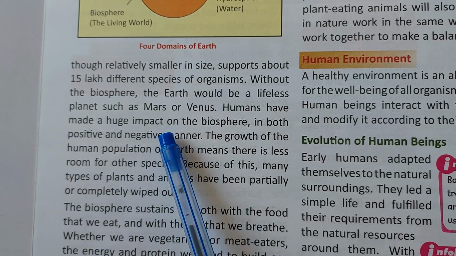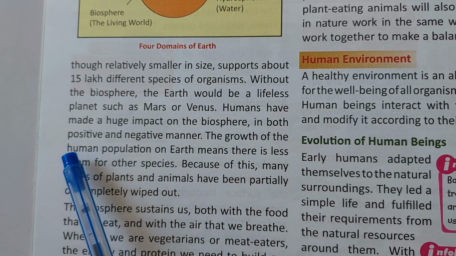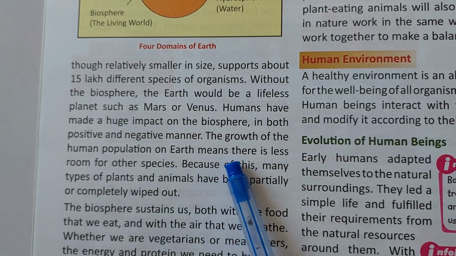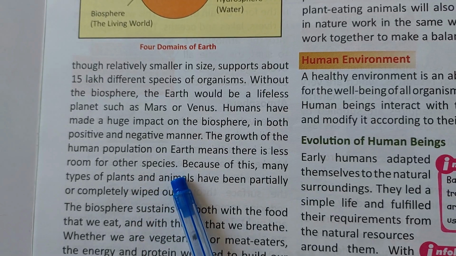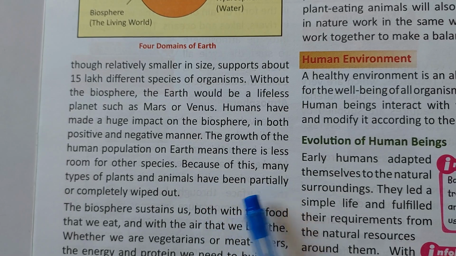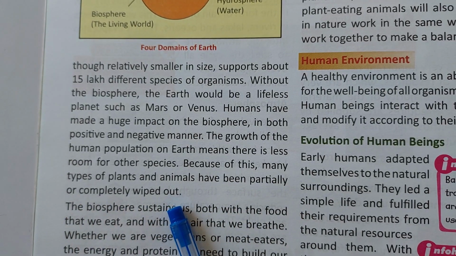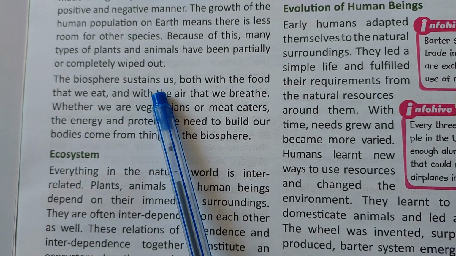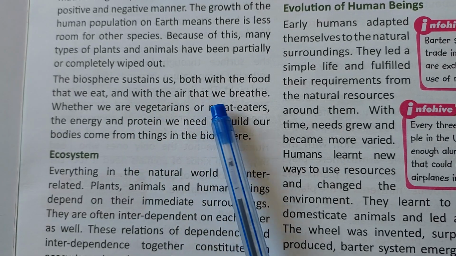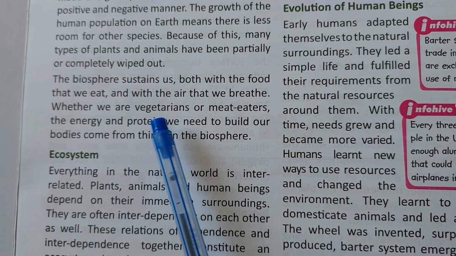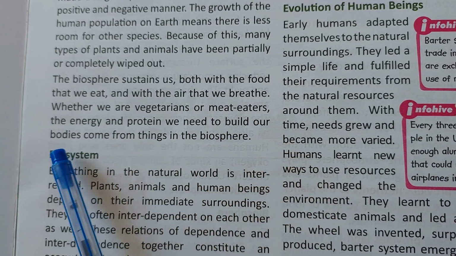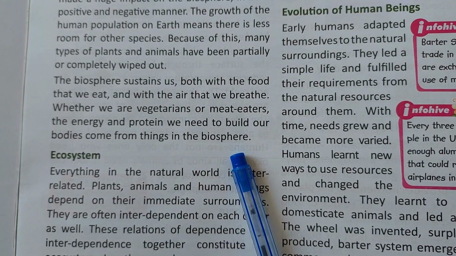Humans have made a huge impact on the biosphere in both positive and negative manner. The growth of the human population on Earth means there is less room for other species. Because of this, many types of plants and animals have been partially or completely wiped out. The biosphere sustains us, both with the food that we eat and with the air that we breathe. Whether we are vegetarians or meat eaters, the energy and protein we need to build our bodies come from things in the biosphere.